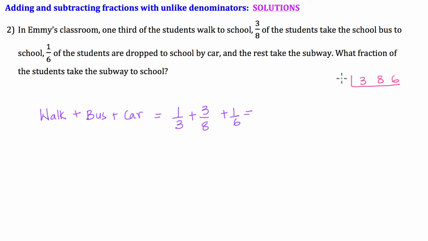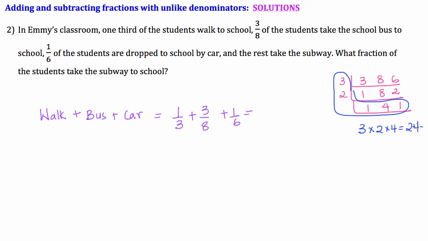If I factor out the 3, we are left with 1, 8, and 2. And if I now factor out the 2, left with 1, 4, and 1. And there is nothing else that I can factor out. So the LCM of 3, 8, and 6 is 3 times 2 times 4, which is equal to 24. So let me now express 1/3 plus 3/8 plus 1/6 in terms of 24ths.